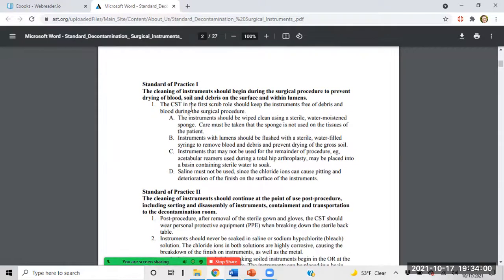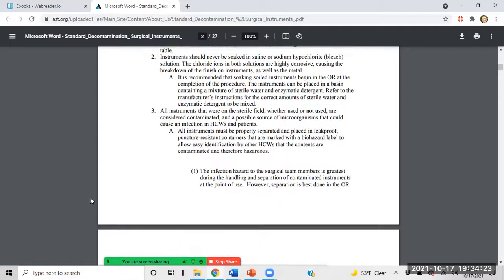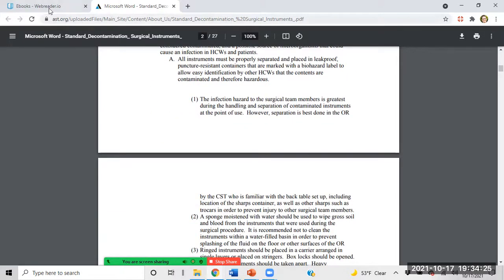And it allows you to see that you're going to keep the instruments free of debris during the surgical procedure. You can wipe it with a sterile water moistened sponge. And then of course, you're going to make sure that sponge is not used on the patient. If they have lumens, then you're going to flush it with sterile water with a syringe to remove the blood, and so forth and so on. So reading through that is going to be very helpful.